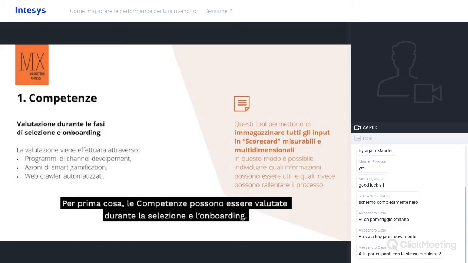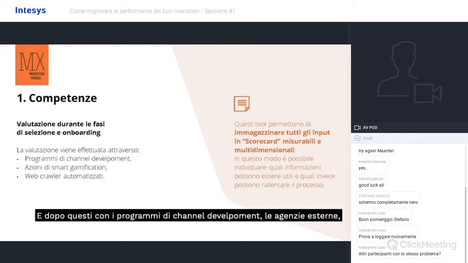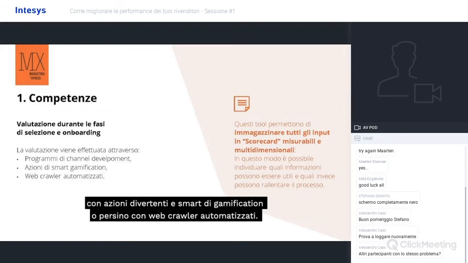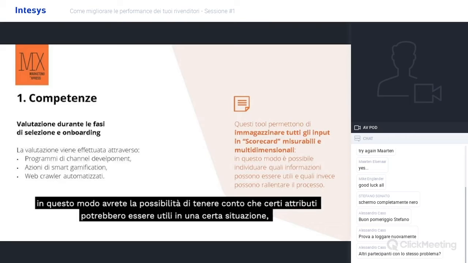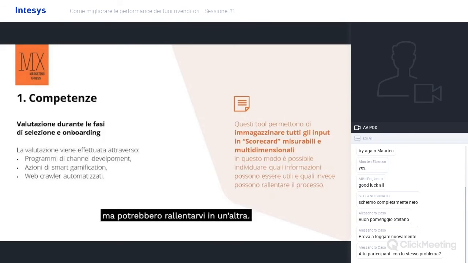So first of all, capabilities. They can be assessed during recruitment and onboarding. And after that, with channel development programs, with external agencies, with fun and smart gamification, or even with automated web crawlers. Use these tools and store all input within measurable and multidimensional scorecards, meaning that you can take into account that attributes could be good in one situation, but can hold you back in another.